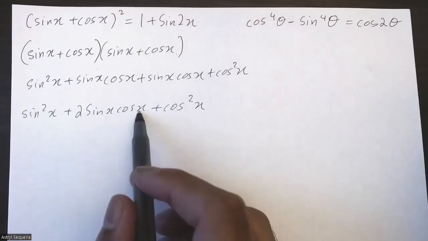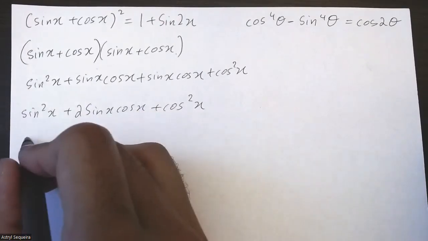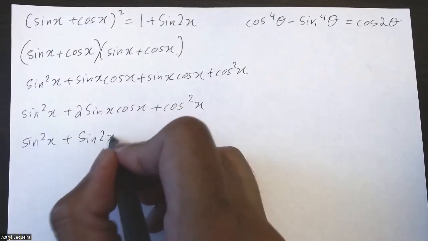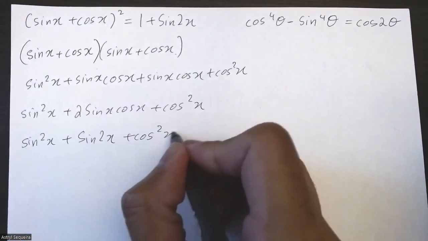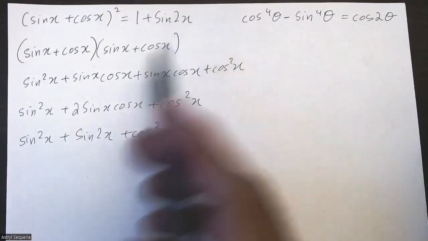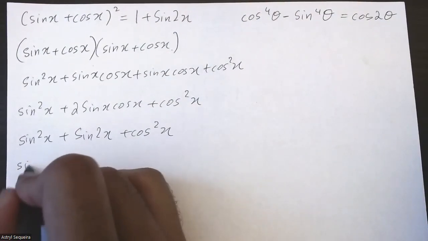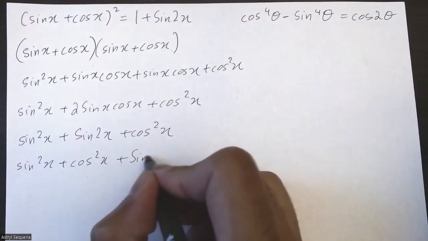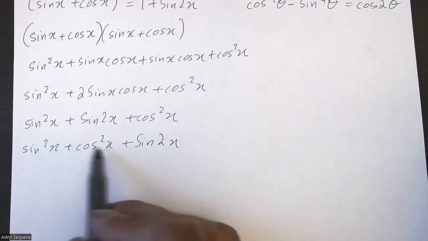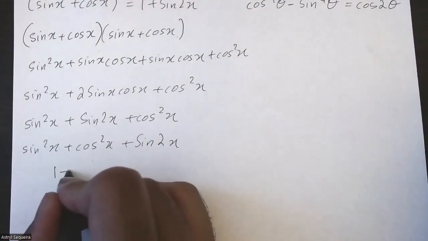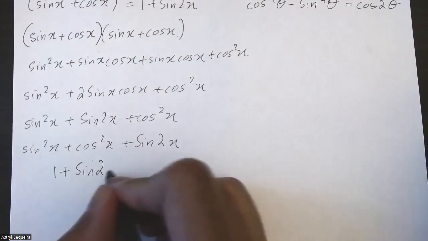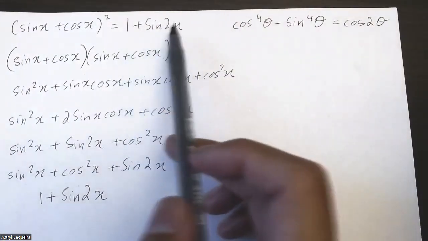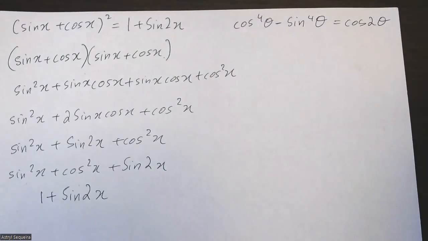Now we can convert 2 sine x cos x into sine 2x using my double angle identity. And then this is almost similar to this. I'm just going to reorganize this and write it as sine squared x plus cos squared x plus sine 2x. And then we know by another identity that sine squared plus cos squared is just 1. I'm left with 1 plus sine 2x, which is basically the same as the other side.